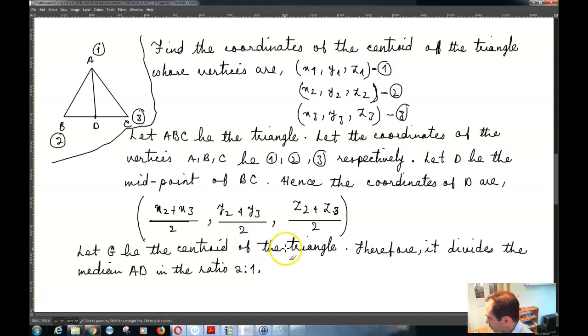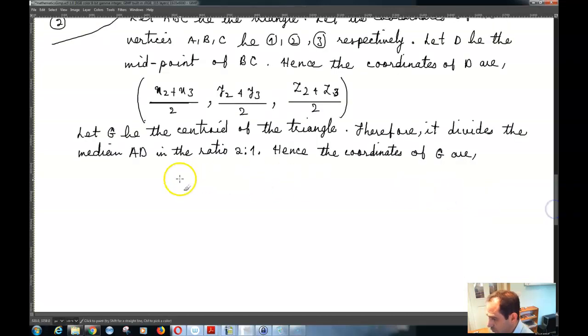Hence the coordinates of G would be, basically G is a point that divides AD internally in the ratio 2 to 1. Now this is the coordinates of point D, and the coordinates of point A is x1, y1, and z1, and the ratio is 2 to 1 internally.